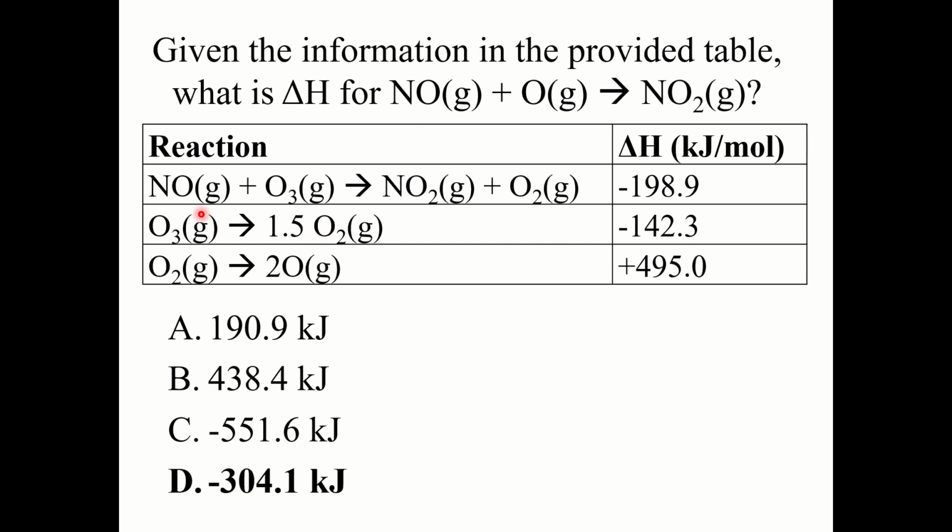And then the last thing I would do is I would take this equation right here and use it to cancel out the coefficients. So this equation right here just needs to be reversed. So the ozone cancels out and the O2 cancels out. So you take this equation and flip it. Once you do that, you sum them up. You should get this equation and you should get a delta H of negative 304.1 kilojoules.